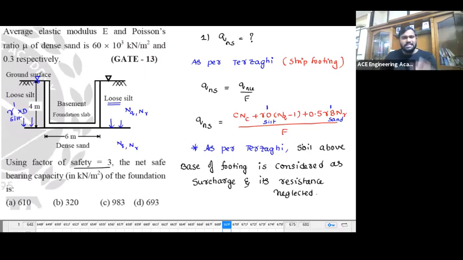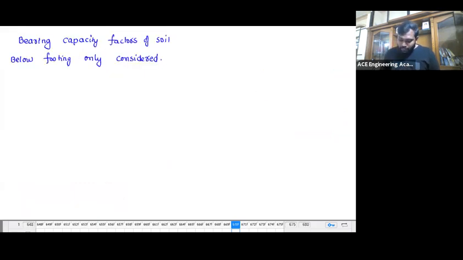Now this is just completely to confuse you. There is nothing in this question, but they have given loose silt NQ and N gamma, and dense sand NQ and N gamma, so as to make you confused. I hope it has been cleared for you. So which one do I have to go for? I have to go for dense sand. Now, what is the NQ value? NQ is given as 40 and N gamma 45.